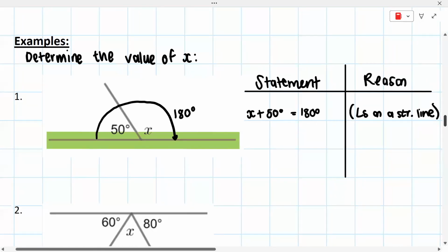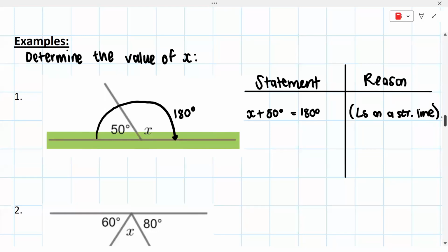We can abbreviate straight to STR. Some people, I think, learn adjacent angles on a straight line or angles on a straight line supplementary. All of those are absolutely fine. Remember, I've said to you that some of the reasons look a bit different, but as long as it is a reason that either me or your teacher has taught to you, you are welcome to use it.